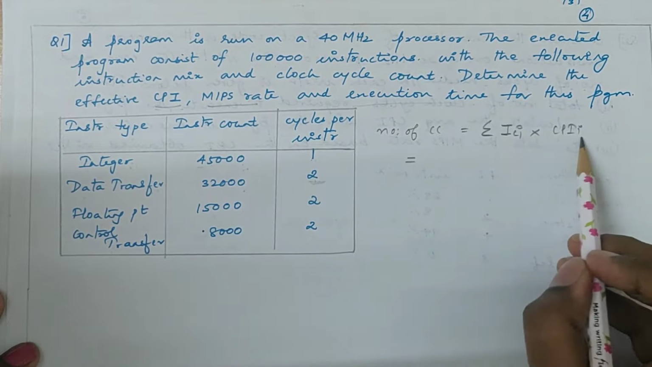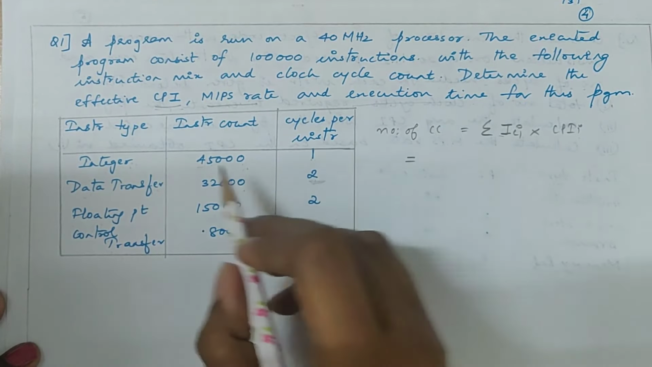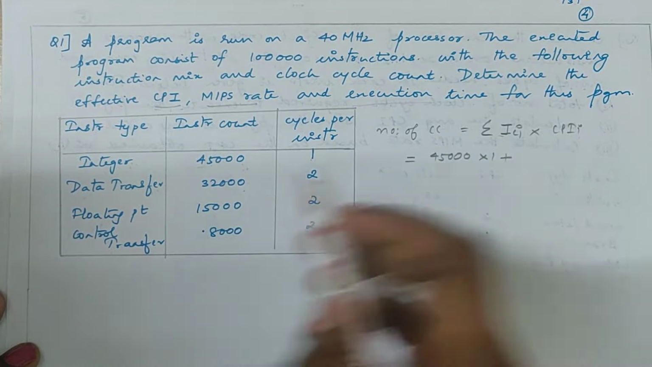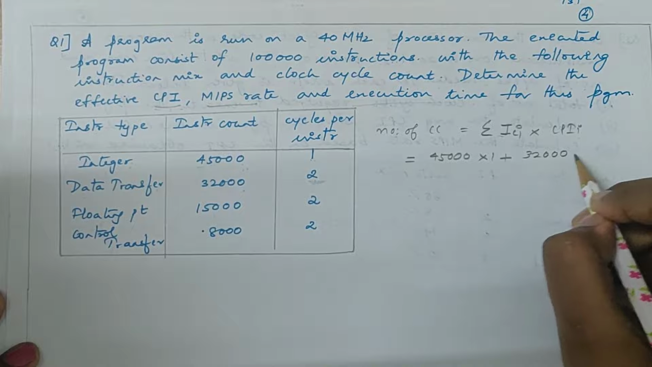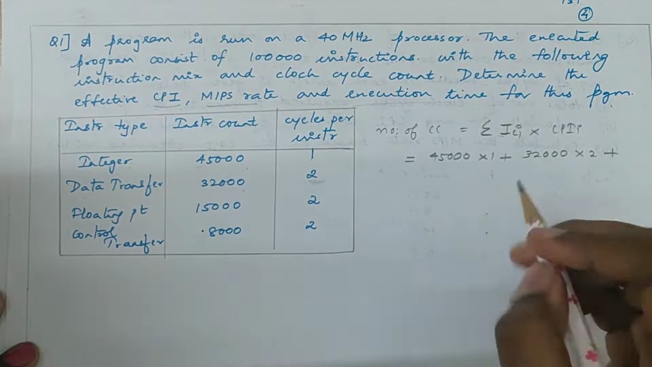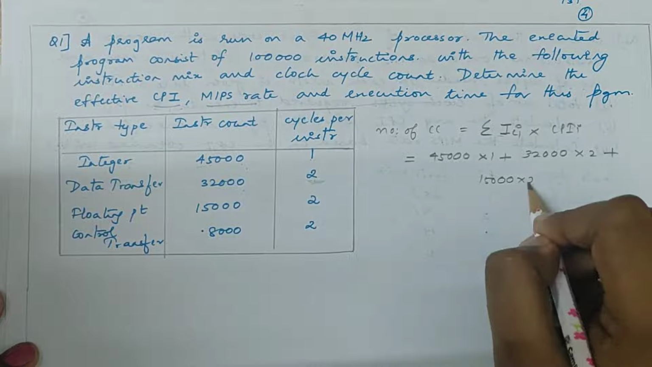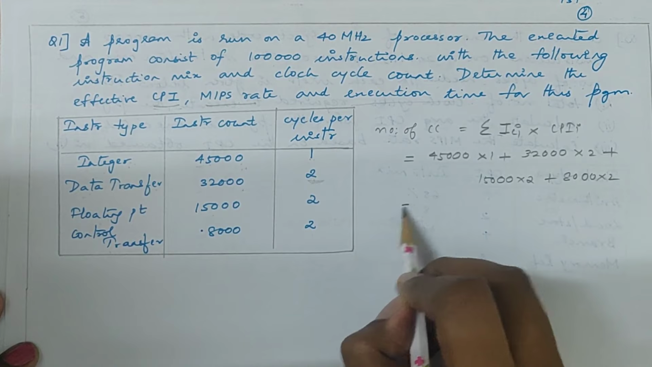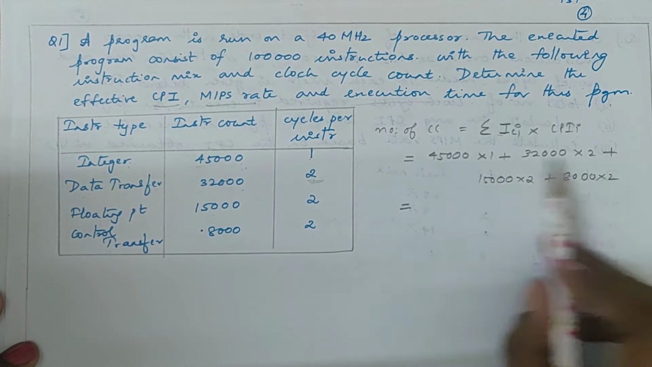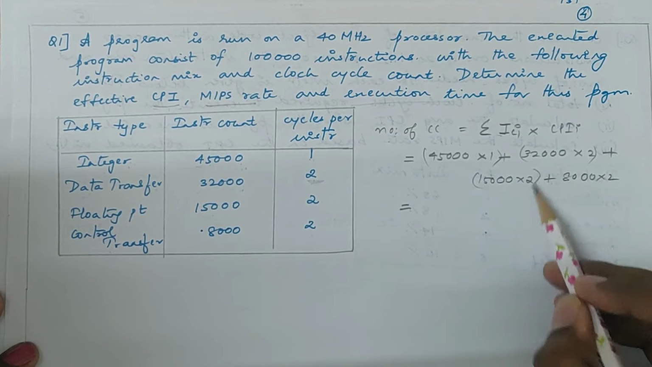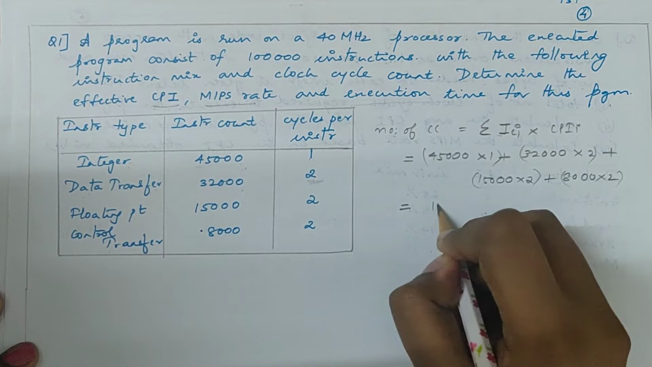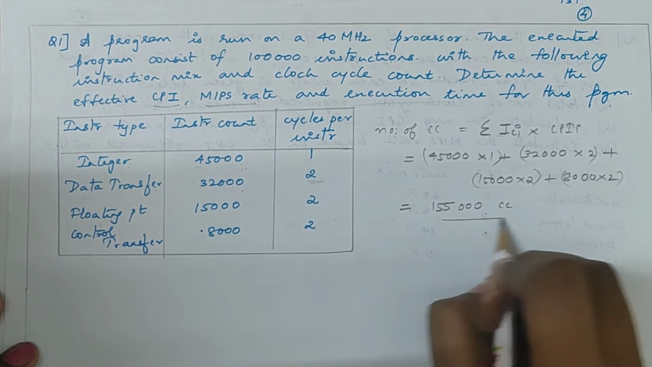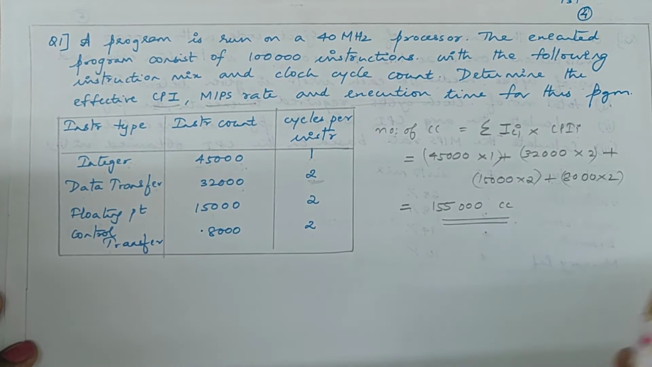So ICi into CPIi. You can expand this as 45,000 into 1, plus the next classification of instruction, 32,000 into 2, plus 15,000 into 2, plus 8,000 into 2. So this is how you will find out the total number of clock cycles. If you multiply this and add it up, you will get the answer as 1,55,000 clock cycles. This is the total number of clock cycles you will get if you calculate this.